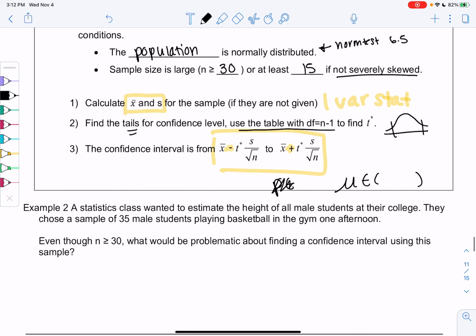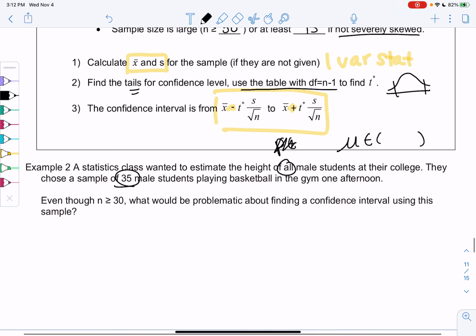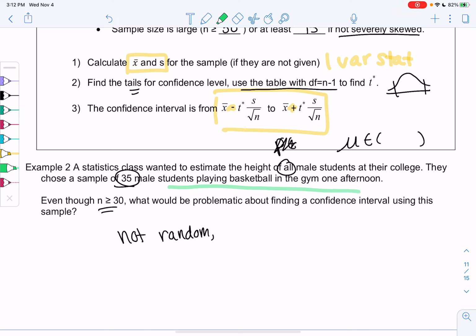So example 2: a statistics class wants to estimate the height of all male students at their college. So they get a sample of 35 male students playing basketball in the gym one afternoon. Even though n is at least 30, it's 35 students, what's problematic about finding a confidence interval? The problem is this sample is not random. Why is it not random? Because they went to the gym and found males playing basketball. That does not represent all male students, so it's not representative.